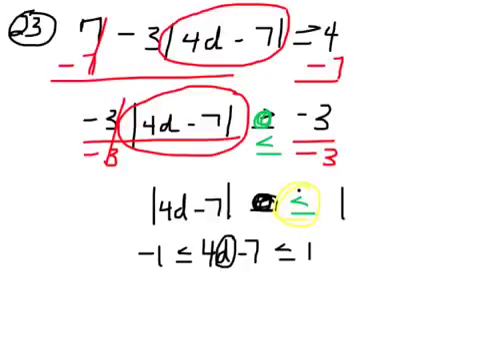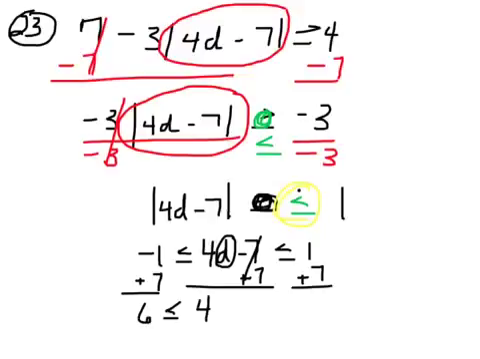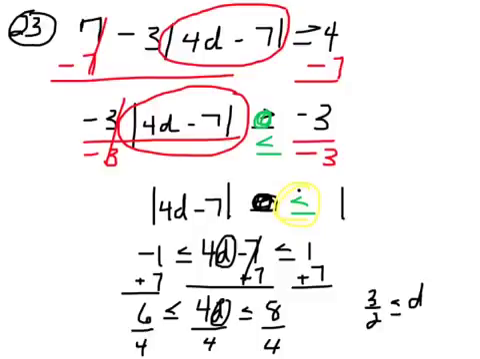To get the d by itself, I'll add 7 first to every part of this inequality. Negative 1 plus 7 is 6. We'll have a 4d here. And 1 plus 7 is 8. Now to get the d by itself, I need to divide everybody by 4. So 6 over 4 reduces to 3 halves. Then you've got your d, because these 4s cancel out, and 8 divided by 4 is 2. And that would be my answer there.